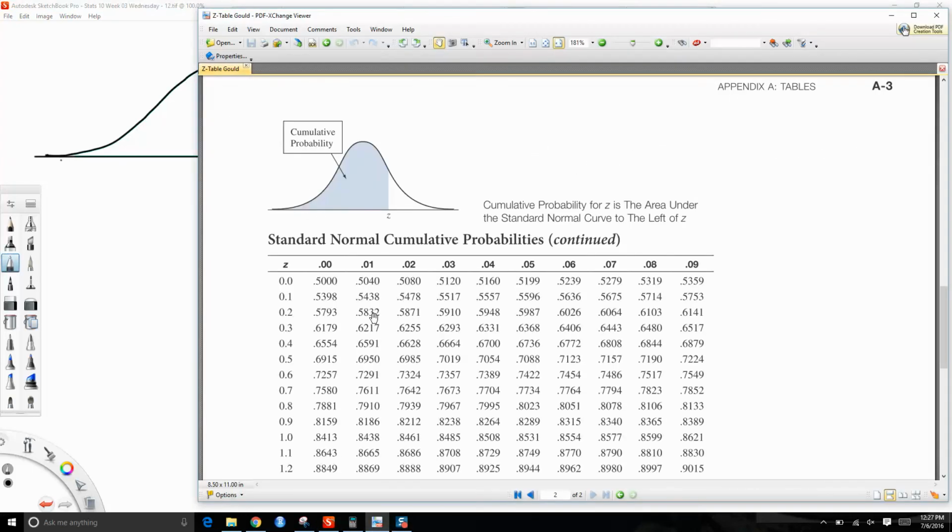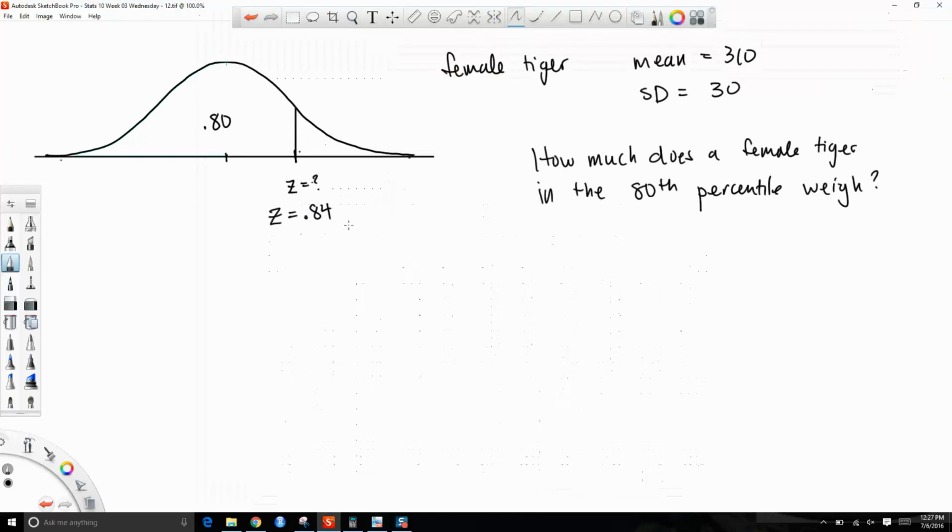Yes, question? How did I get 0.84? So again, I'm going to my z table, looking inside here for the area that's closest to 0.8. That area is 0.7995, which corresponds to the row where z is 0.8 and the column is 0.04. So my z is 0.84.